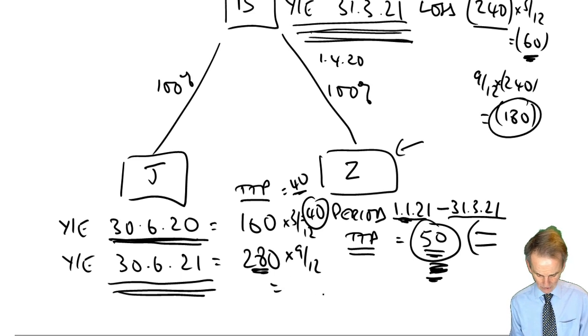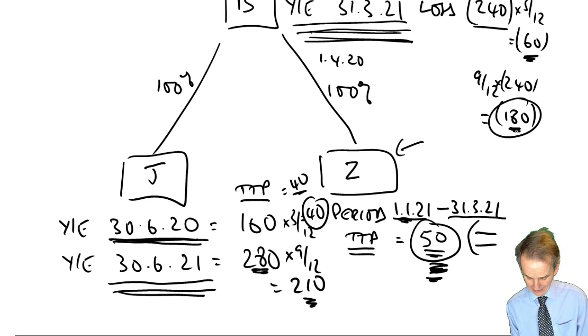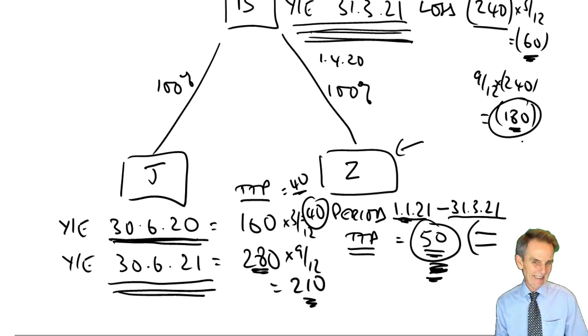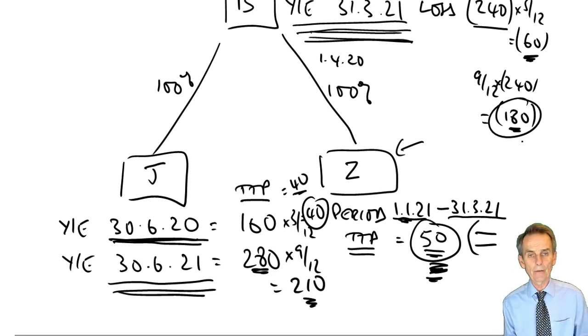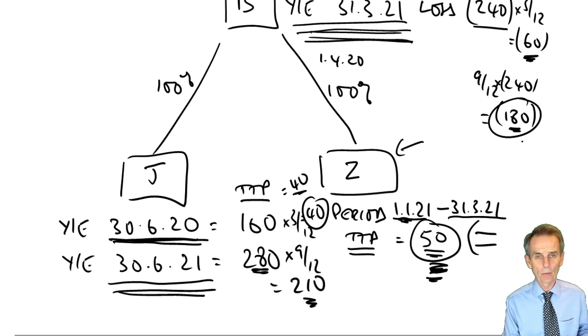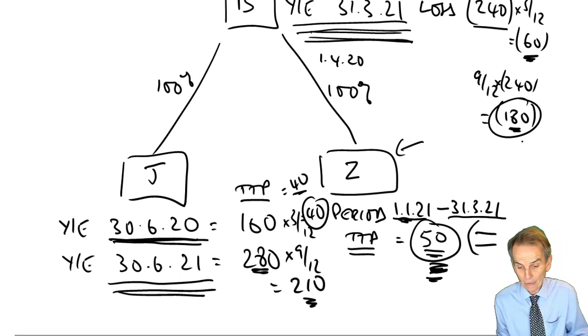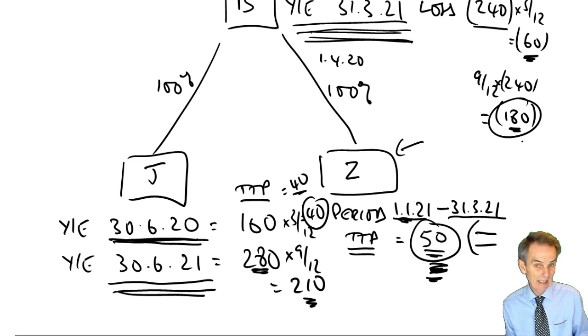But 9/12 of 280, what's that going to be? 210, I think. So there's more than sufficient profit available to absorb that loss. So there are your maximums. Now, of course, you couldn't group relief against all of those profits because there is more profit than there is loss available to go into the group relief actual claim. But those are the maximums that would be available, up to a ceiling of the loss of 240,000. But how the group chooses to use that loss, that's entirely up to it.